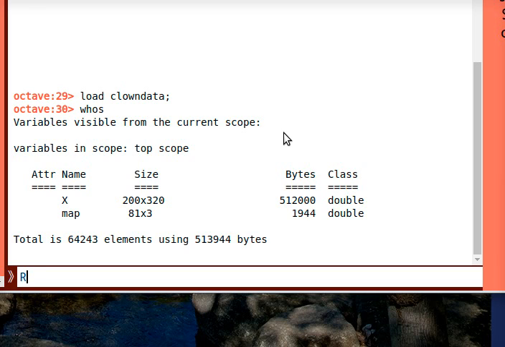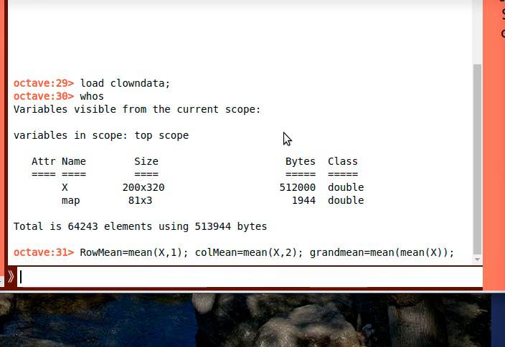So let's do row mean, column mean, grand mean. It's going to be the mean of the mean. There are other ways to compute it, but that works. Those are our three means. So now we mean subtract. XM equals X minus row mean. It doesn't matter which order you do this in. But remember to add the grand mean back in.